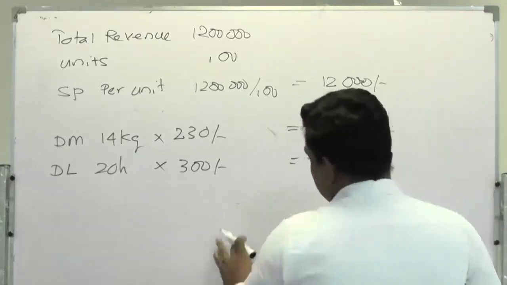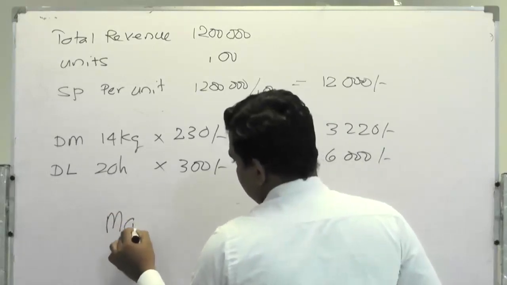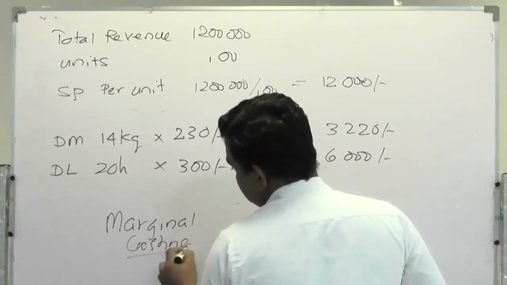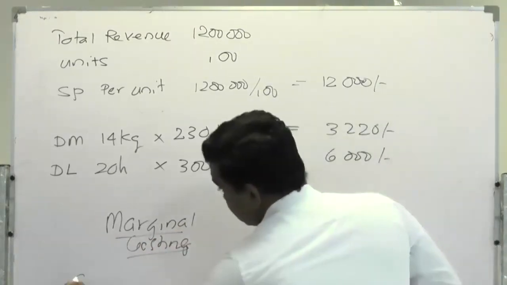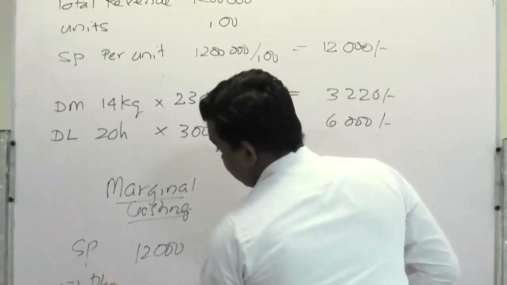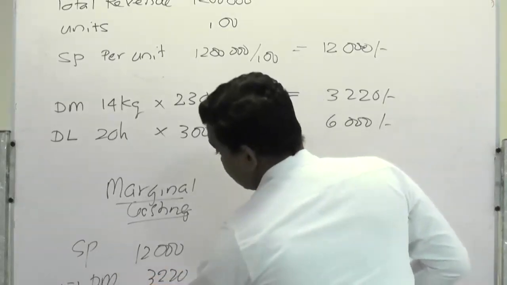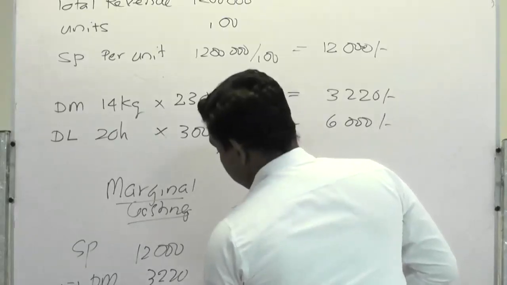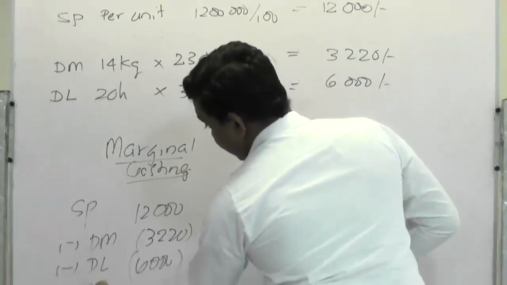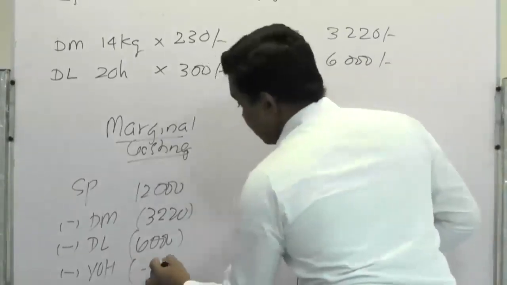Right. Now this can be analyzed in two ways. One, the marginal costing. According to marginal costing, you can analyze selling price 12,000 minus direct material 3,220 minus direct labor 6,000. Unfortunately there is no variable overhead. If there is variable overhead, you have to take it, right? It is 0. They didn't mention that.